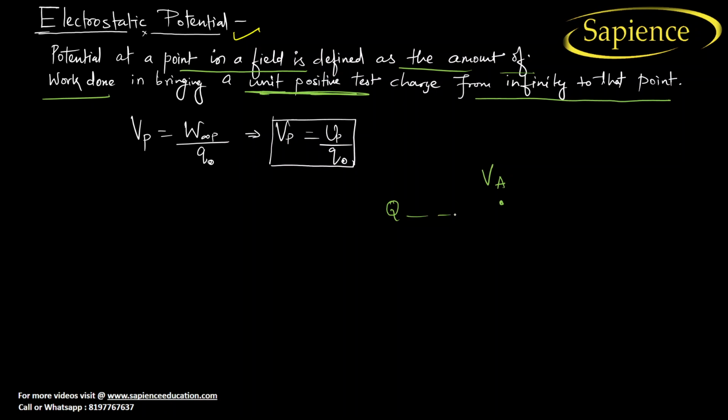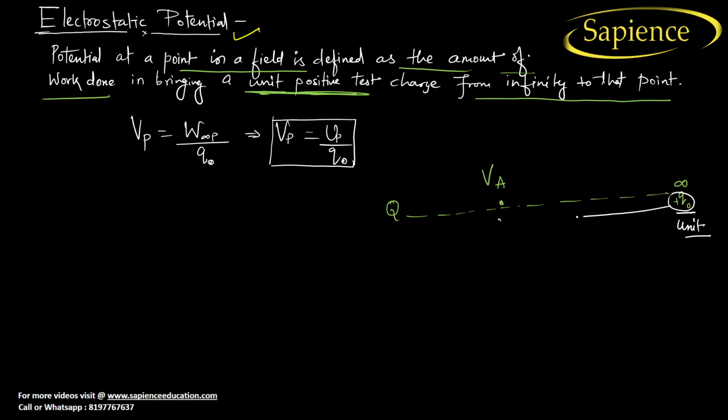Now let us suppose at infinity there is a unit positive charge, that is Q naught. Now I want to move this unit positive charge from infinity to that point, right? So what happens as far as the potential is concerned? The potential is equal to the work done by a unit charge. So let us suppose the charge itself is a unit charge.